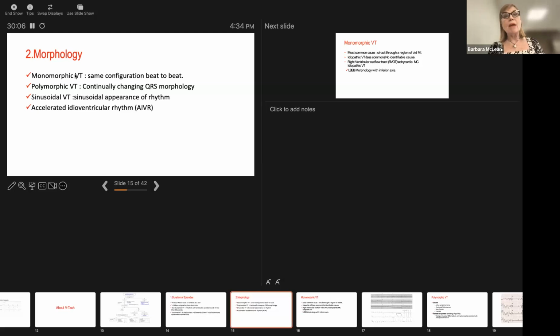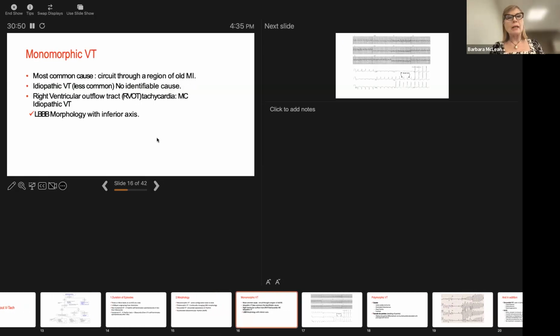Okay, the next thing that we always have to consider when we're looking at VT is: is it from one impulse, or is it from multiple impulses, which means that it looks the same from beat to beat to beat, or it's continuously changing in its QRS morphology. Sinusoidal means that it almost looks square. And the other thing is, is this an idioventricular rhythm, meaning it's wide and it's fast? That's something we always have to consider, an accelerated idioventricular rhythm. Typically, accelerated idioventricular rhythm is wide, looks like VTAC, but the rate is typically less than 120, okay? So these are really important concepts when we're evaluating VTAC.